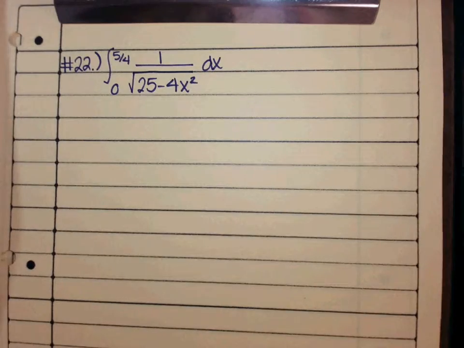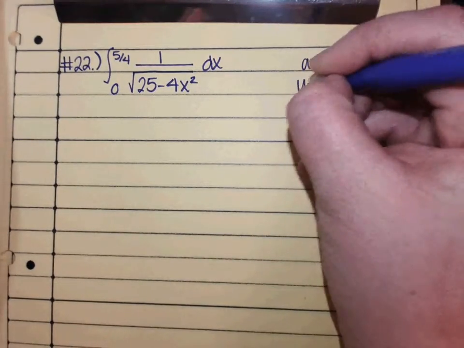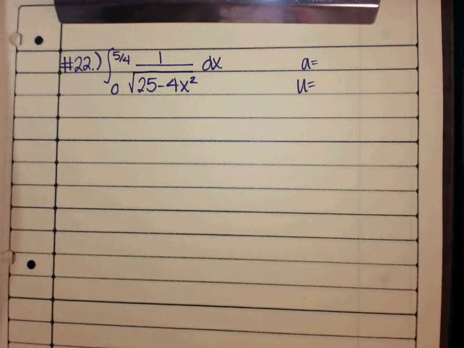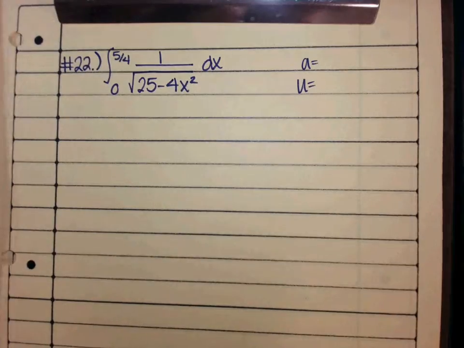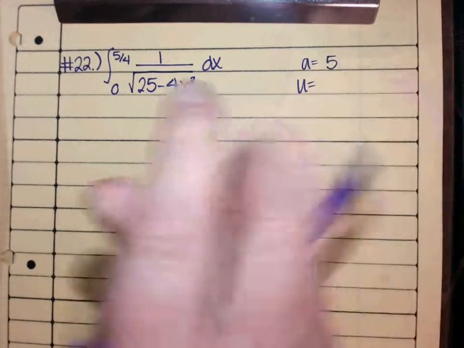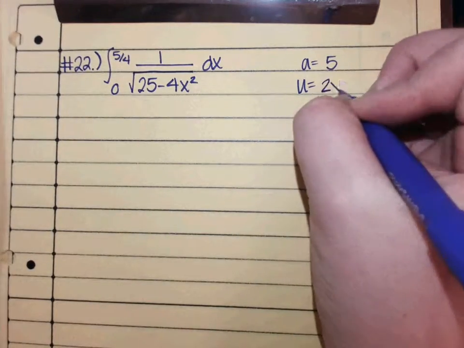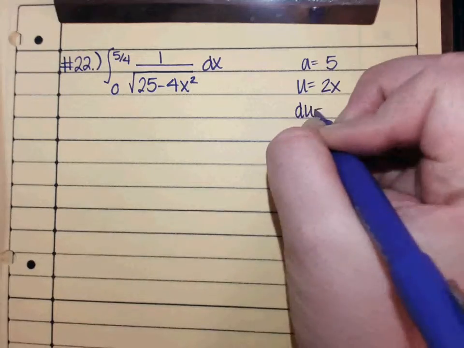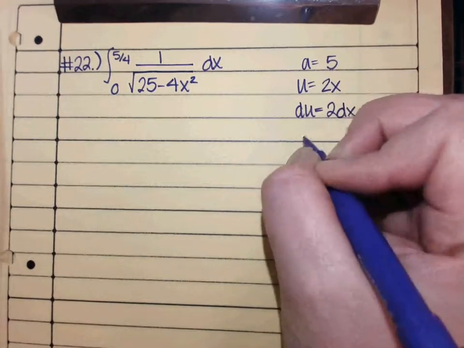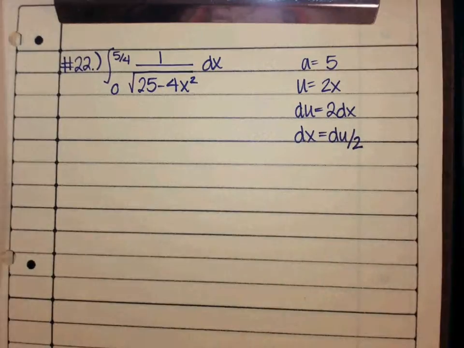Okay, so pick your A and your U, just like we've done in the past. Pretend that you don't even have endpoints. What is my A going to be? Remember to square root it. 5. And then remember you have to square root here too. What's your U? 2x. What does that make your du? 2 dx, which makes dx what? Du over 2.